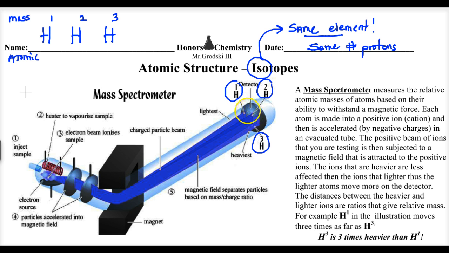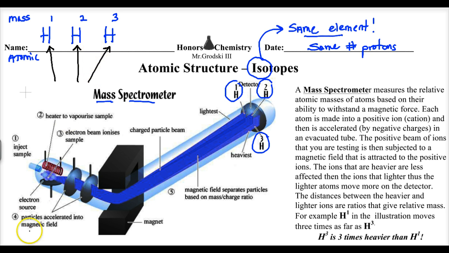Now notice in this example, we're talking about a mass spectrometer, which I'm going to talk about in a second, they didn't give the bottom number. And the reasoning behind that is because they gave me the element. Only the element H holds a certain number of protons.